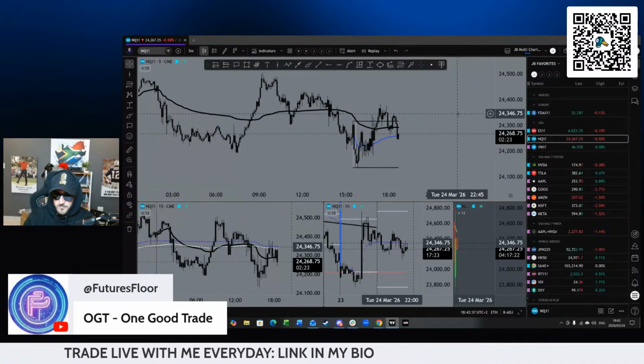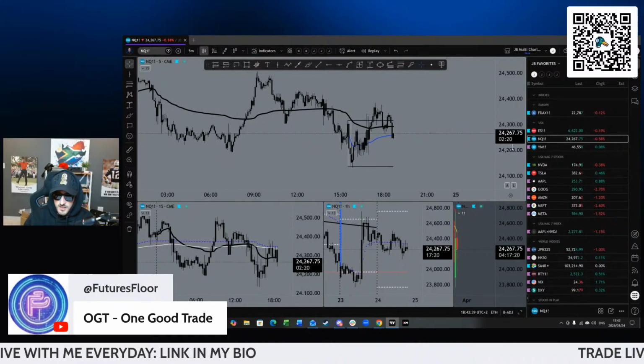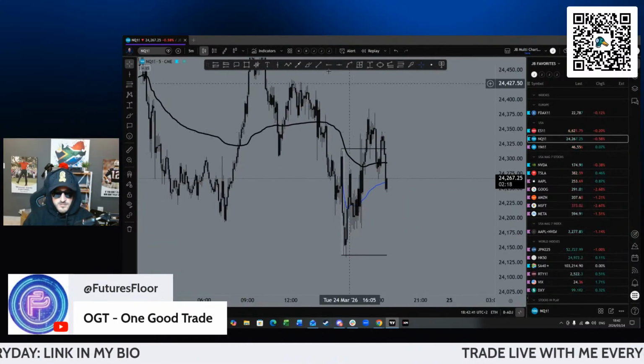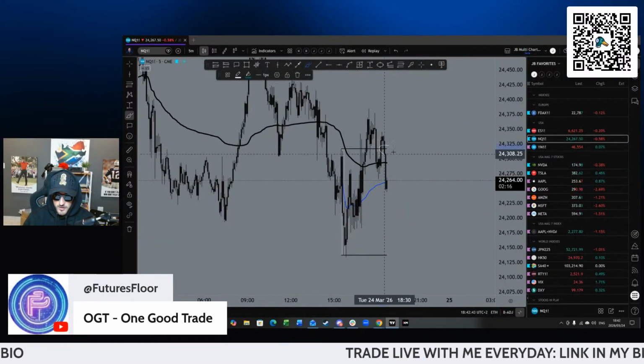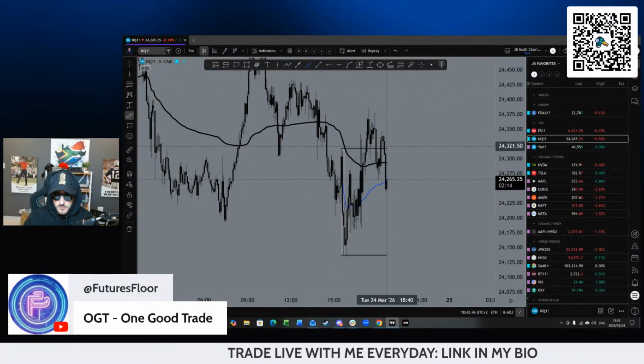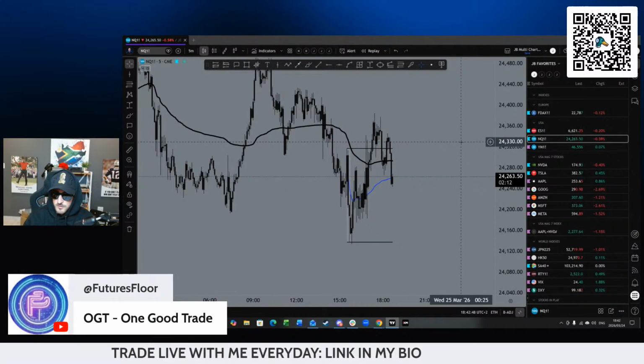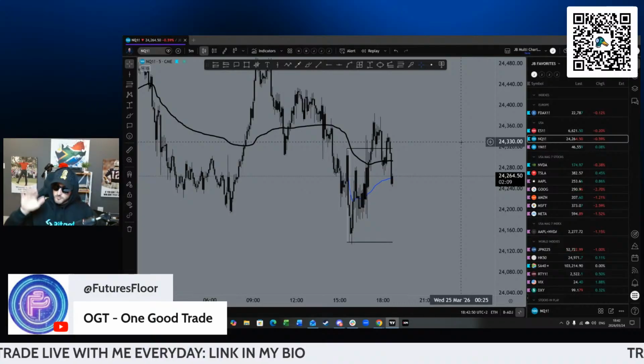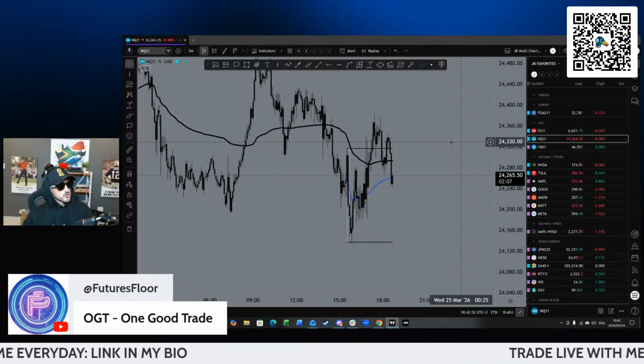But as I said, I would not be surprised to see this roll over. If we don't reclaim opening range high, I'll definitely see this maybe rolling over. But again, very, very mixed bag today because of what stocks are doing.